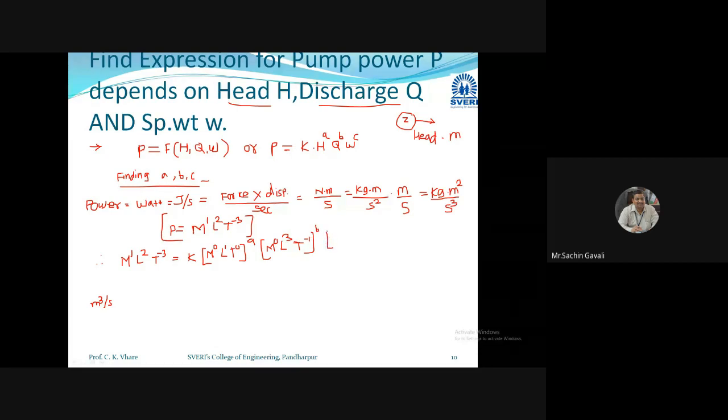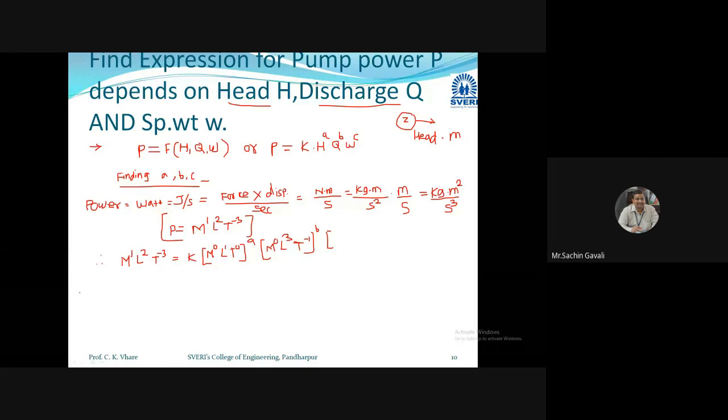Into C. What is now? Sorry, W. Specific weight. What is the unit of specific weight? Specific weight means what? Anybody? We should know the units, otherwise we will not solve this numerical. We should know the fundamental units, SI units of all quantities.